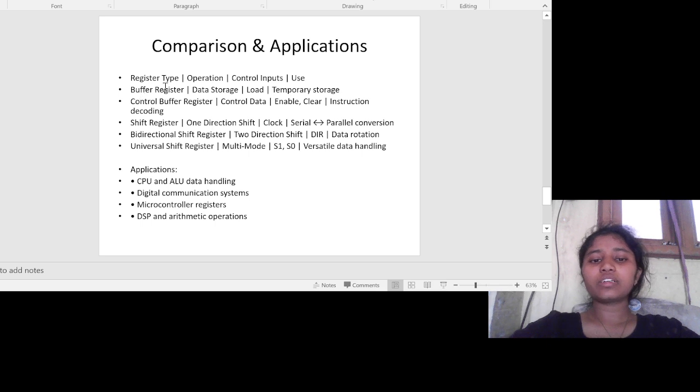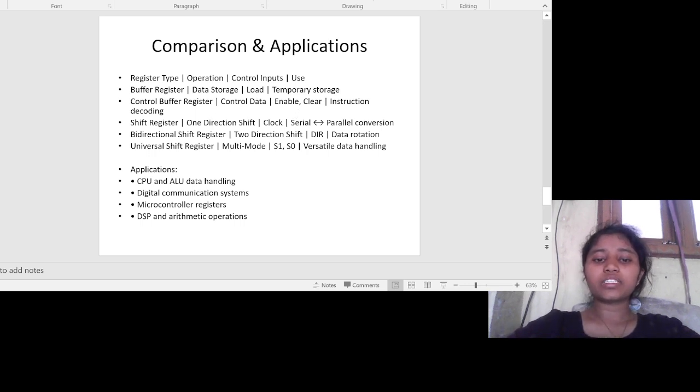Now let us take the register type as a control buffer register. Its operation is control data. Its control inputs are enable and clear. We have discussed previously that a control buffer register can have enable and clear with the D flip flop. It is used for instruction decoding.